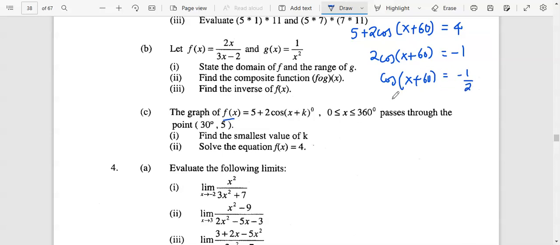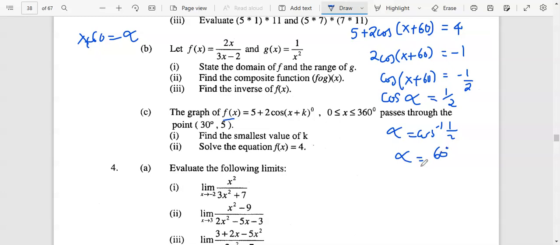I don't want to work with negative things, so let x plus 60 be equal to alpha. So I'm going to say cos alpha is equal to +1/2. Take cos the other side, so alpha is going to be cosine inverse of 1/2. Meaning that alpha, we know cosine inverse of 1/2 is 60 degrees. But remember, we're not interested in the positive, because what we were given was negative.